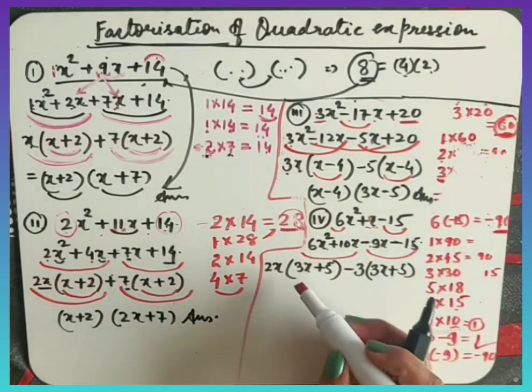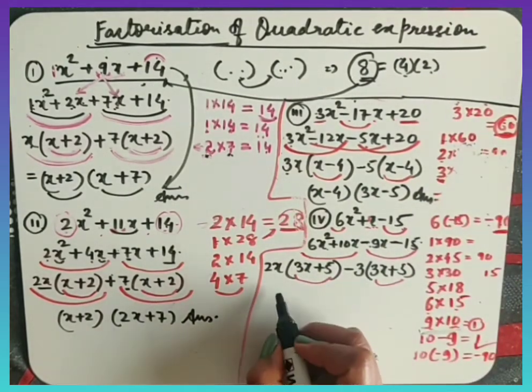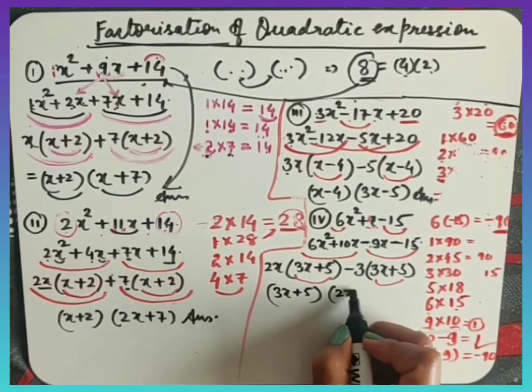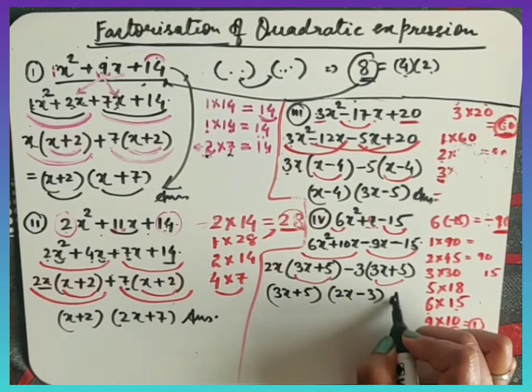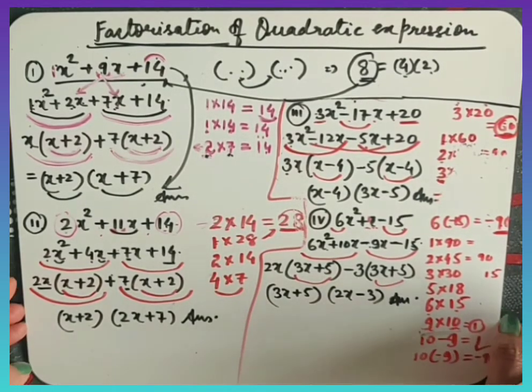Now see here 3x plus 5 and here 3x plus 5. Now we have two factors, 3x plus 5 and 2x minus 3. So this is your answer. Now one more question I am going to take here.